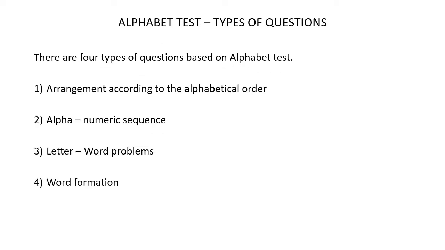Let's now familiarize ourselves with the types of questions that are asked in competitive exams on alphabets. There are 4 types of questions based on the alphabet test. They are arrangement according to the alphabetical order, alphanumeric sequence, letter word problems, and word formation. Let's learn the basic concept of these 4 types of questions and also how to solve questions of these types.